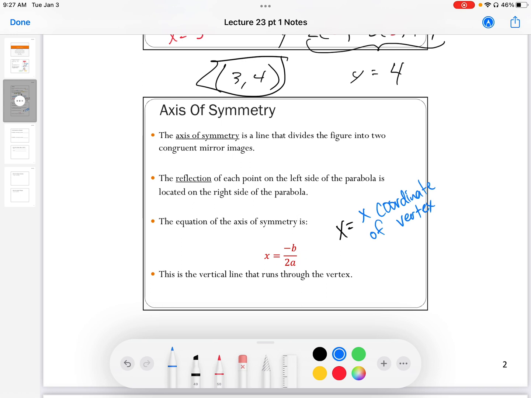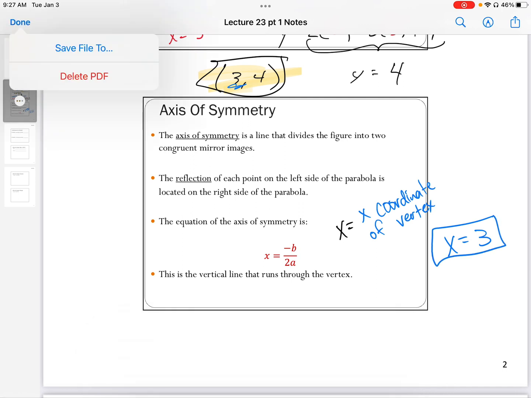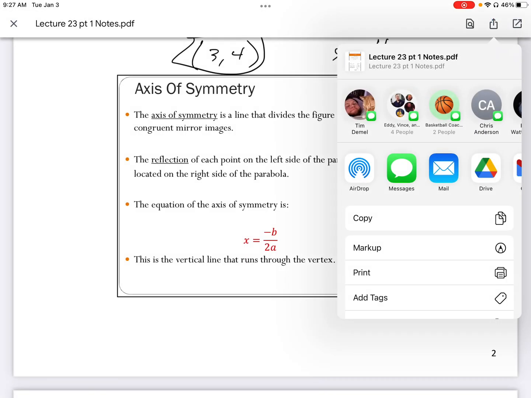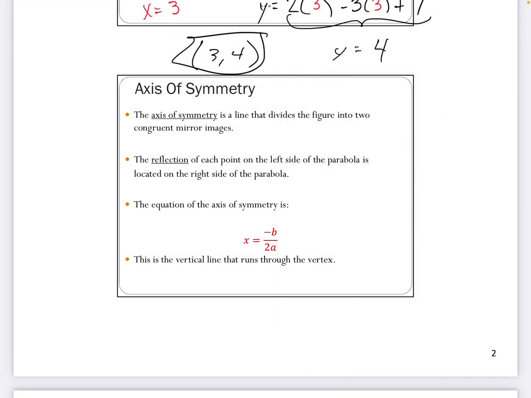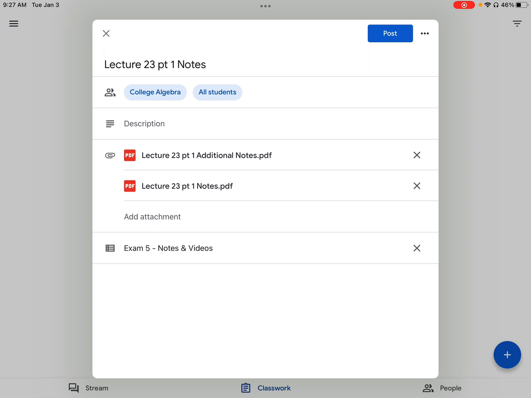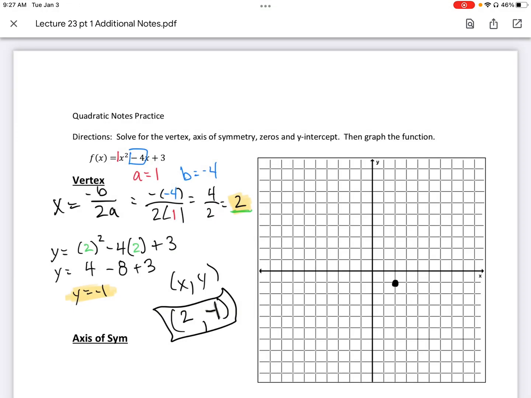So if we look at the example that I made up above, the axis of symmetry for that would be x equals 3. And that would be my axis of symmetry. Okay, so let's flip back real quick to the other side of this page here. We get to our lecture 23 additional notes here.